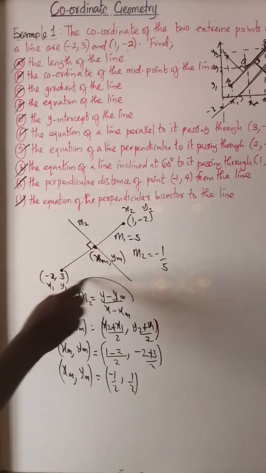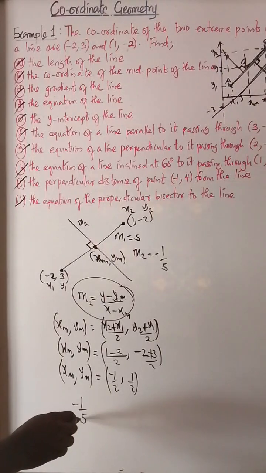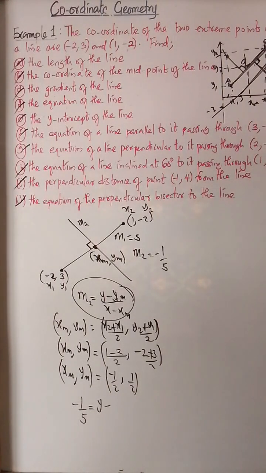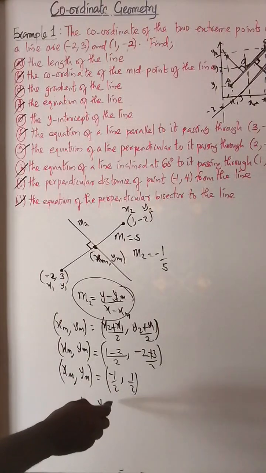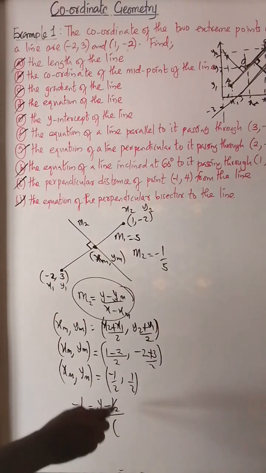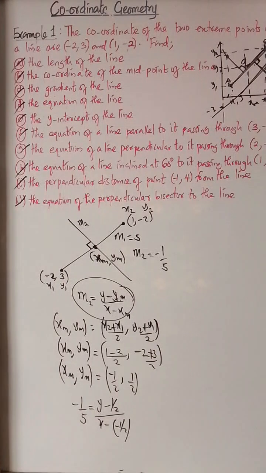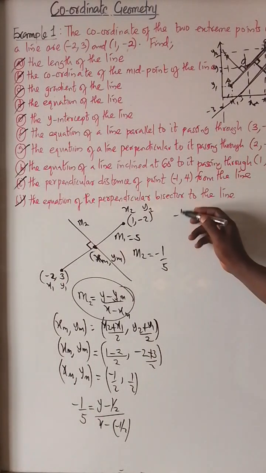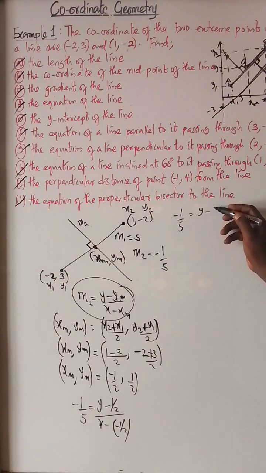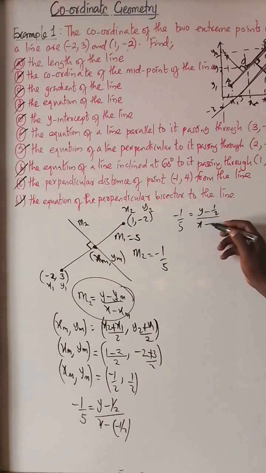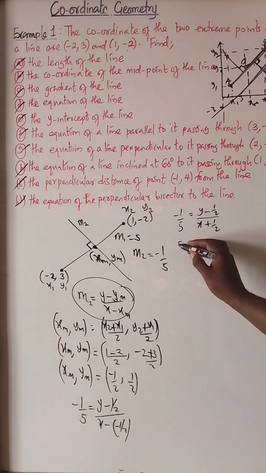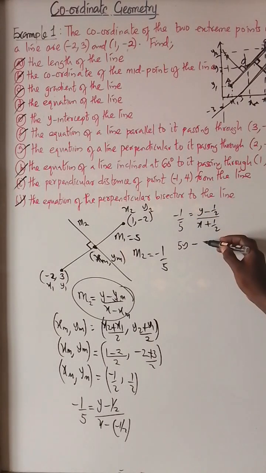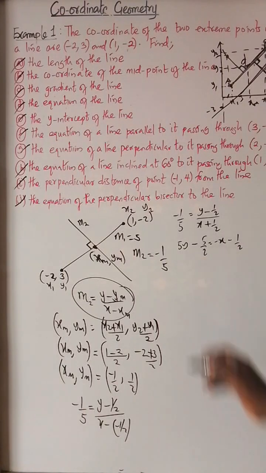So we now come back here. These are M2. What's M2 using this formula? That will be minus 1 over 5 equals y minus, what is ym? These are ym, half, over x minus, xm is what? Minus half. So from here, if we continue, we are going to have minus 1 over 5 equals y minus half over x plus half, because minus is plus. So we can cross multiply. 5 times y, we have 5y. Minus 5 times half, that will be 5 over 2. Then x times minus 1 is minus x. Then half times 1 is minus half.